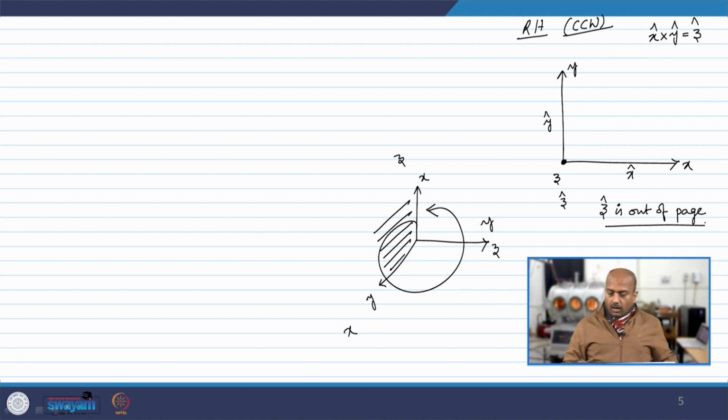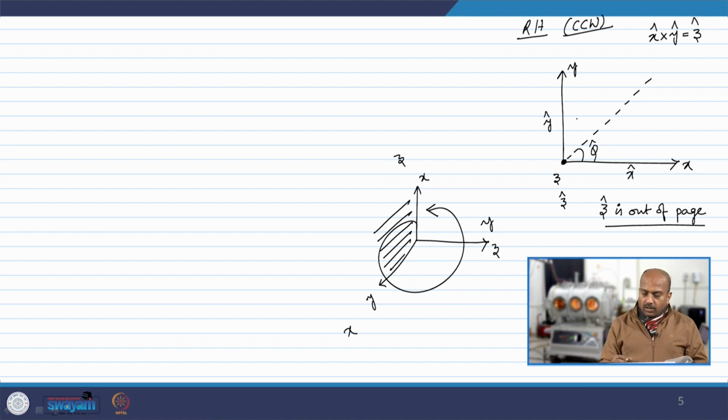correspond, right? Now, we define the angle phi always with respect to the positive x-axis. So, this becomes phi cap, or this direction in which phi increases becomes phi cap. The unit vector always denotes the direction in which it is increasing at the fastest. Okay. The left-handed coordinate system can also be drawn easily.